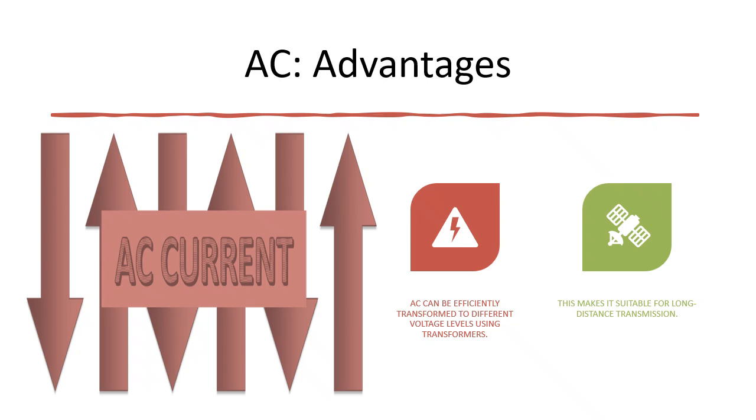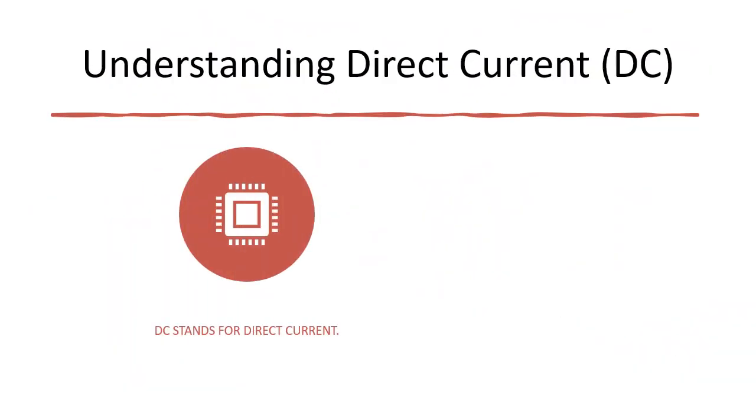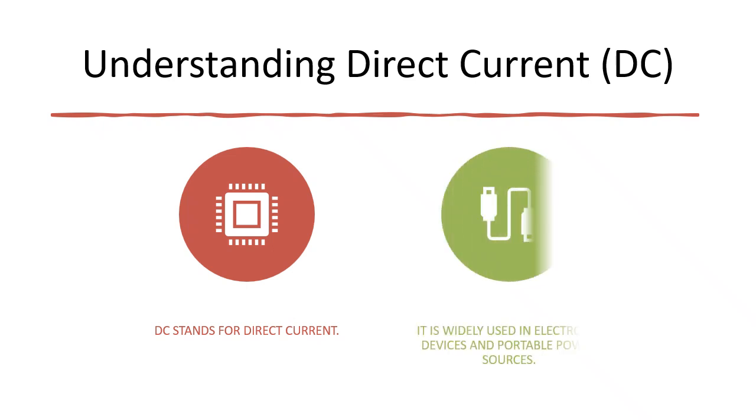Understanding direct current, DC. Now let's look at direct current, or DC. Unlike AC, DC flows in one constant direction and is commonly used in electronic devices and portable power sources.